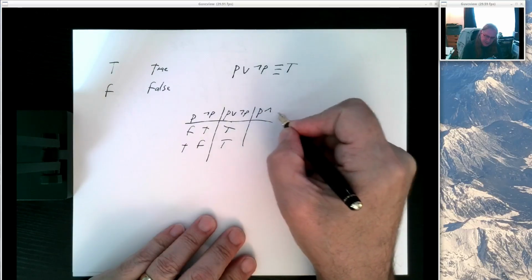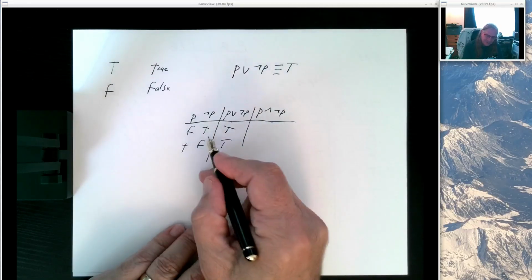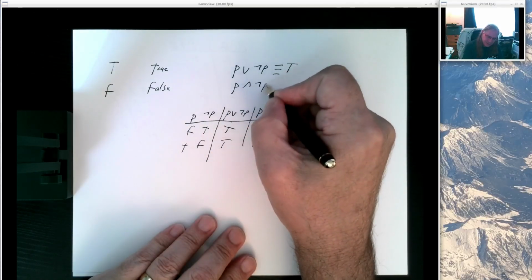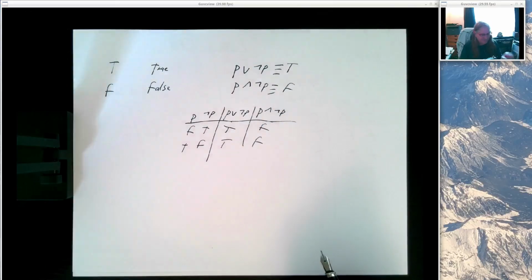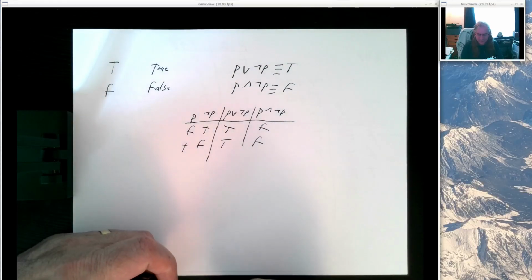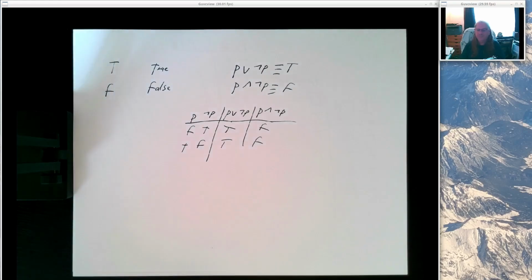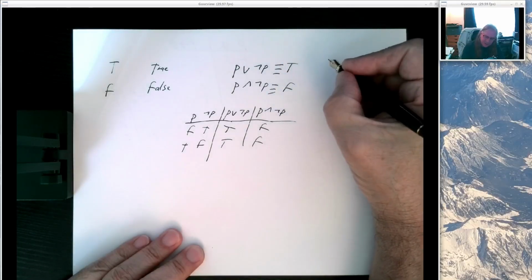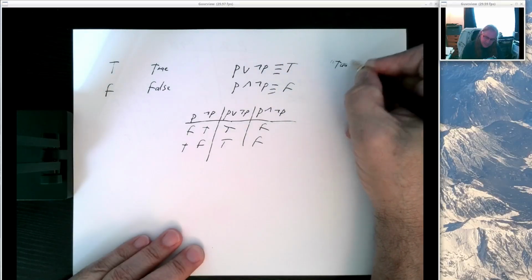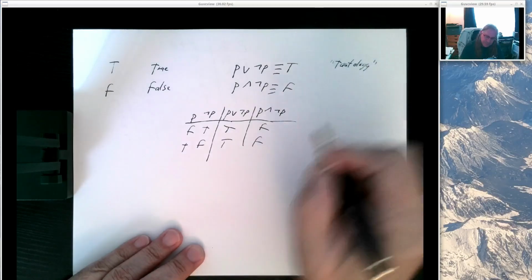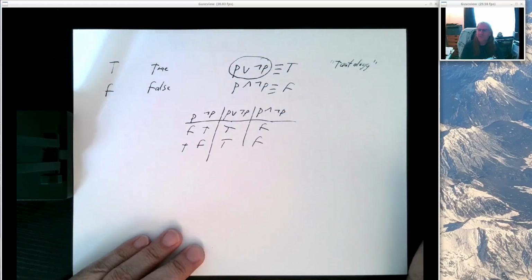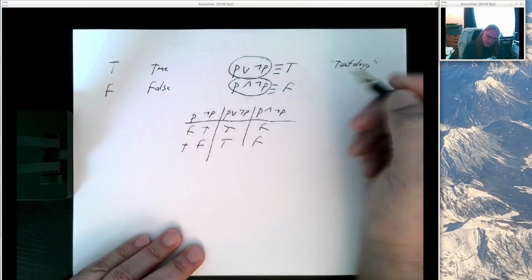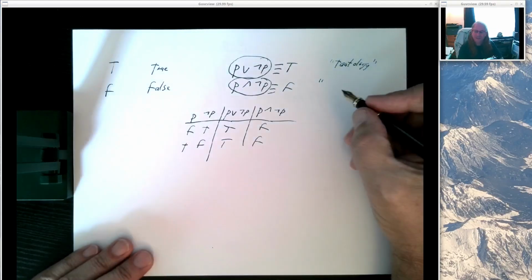And similarly, the conjunction of P with not P, well, false and true is false, true and false is false. So this is logically equivalent to false. It's always got the same truth value as false, regardless of the value of P. So this is called a tautology, something that is always true. This, which is always false, is called a contradiction.